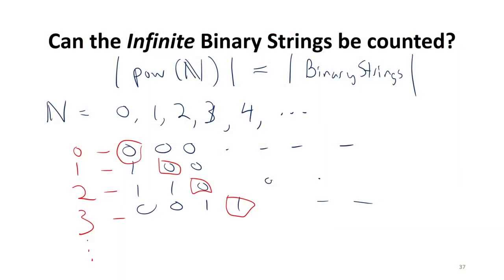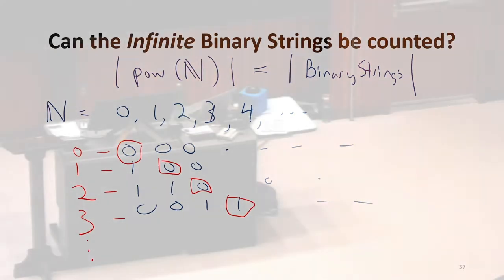Because they're infinitely long strings, we can go forever, and we're always going to generate some string that's not in the table. If that was in the table, when we got to it, we flipped one of its bits. We're flipping one bit of every string, and because it's infinite, we can keep doing that. And we're always going to generate a string that's not in the table. So we have uncountable sets.